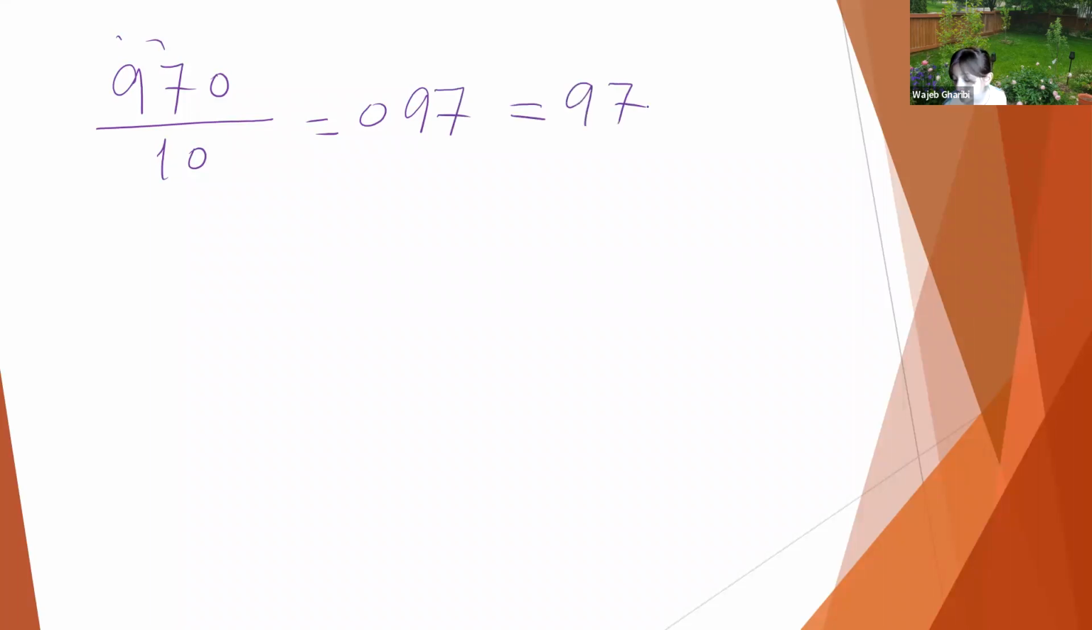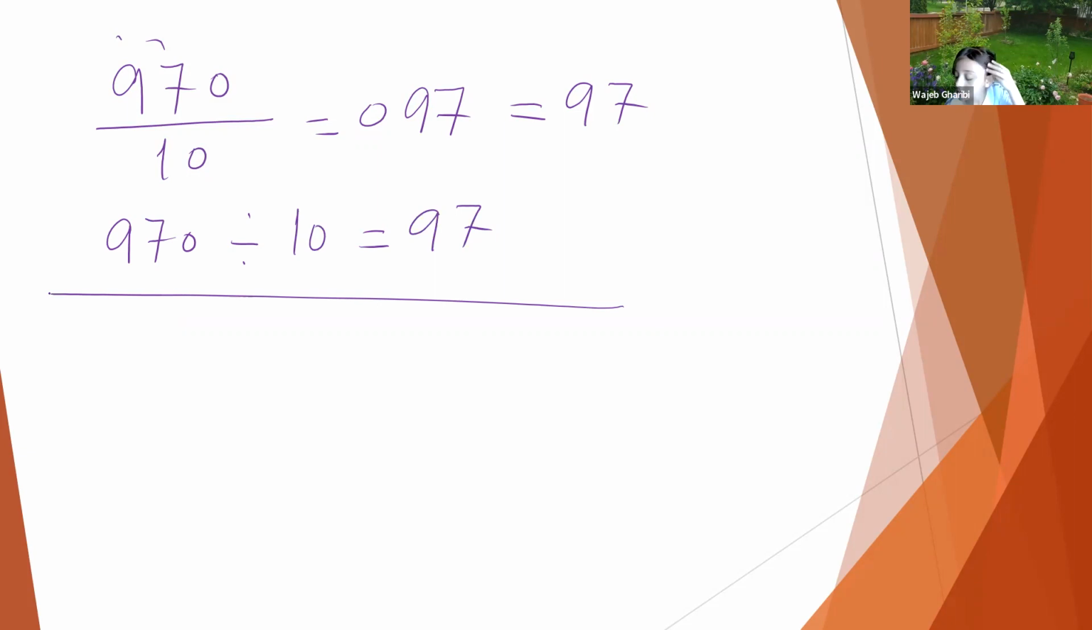And let me take one more. We can write it like that: 970 divided by 10 is 97. Okay, one more example. 410 divided by 10. What is this? 41. Okay, and 410 is divisible by 10 because it ends in 0.